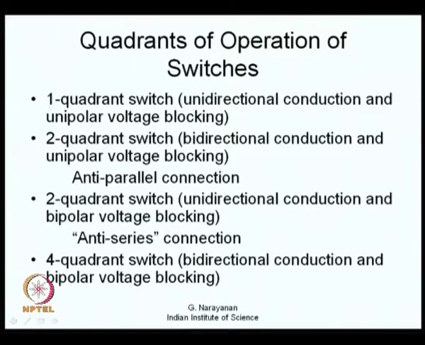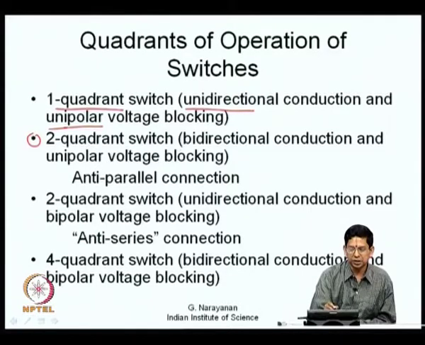So, we can have a so called single quadrant switch which will conduct in only one particular direction and which will not conduct in the other direction. Similarly, when this switch is in the off state, it will block a voltage of only one particular polarity and it will not block any voltage of the other polarity. Similarly, you have 2 quadrant switches. These 2 quadrant switches may be because of a bidirectional conduction. Some switches will be able to conduct in both the directions, but nevertheless when the switch is off, it will be able to block a potential in only one direction. So, this is one kind of a 2 quadrant switch. You can realize such 2 quadrant switches by going in for an anti-parallel connection of 2 single quadrant switches.